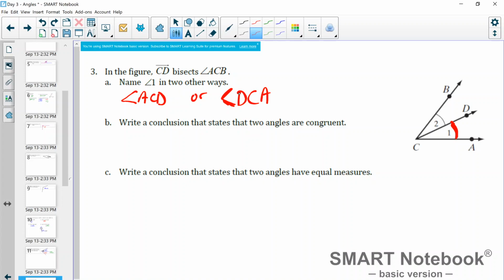Now we have to state that two angles are congruent. So again, we have a bisector. It means it cuts it in half, meaning the two parts are going to be the exact same measure. So this means angle 1 is going to be equal to angle 2. And it's the same thing for letter C, which states that two angles have equal measures. We just pretty much did the same thing. Angle 1 is equal to angle 2.